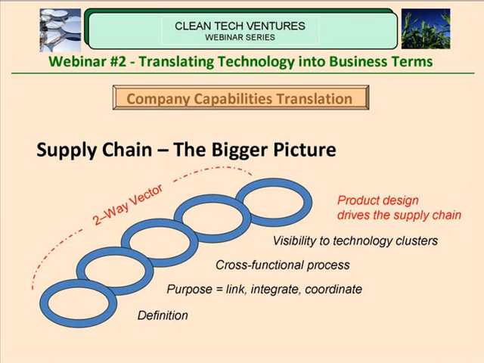So the supply chain isn't just somebody you give a spec to and they do what you tell them to do. They are your collaborative partners because of having been through it before. So that's why the vector goes both ways.